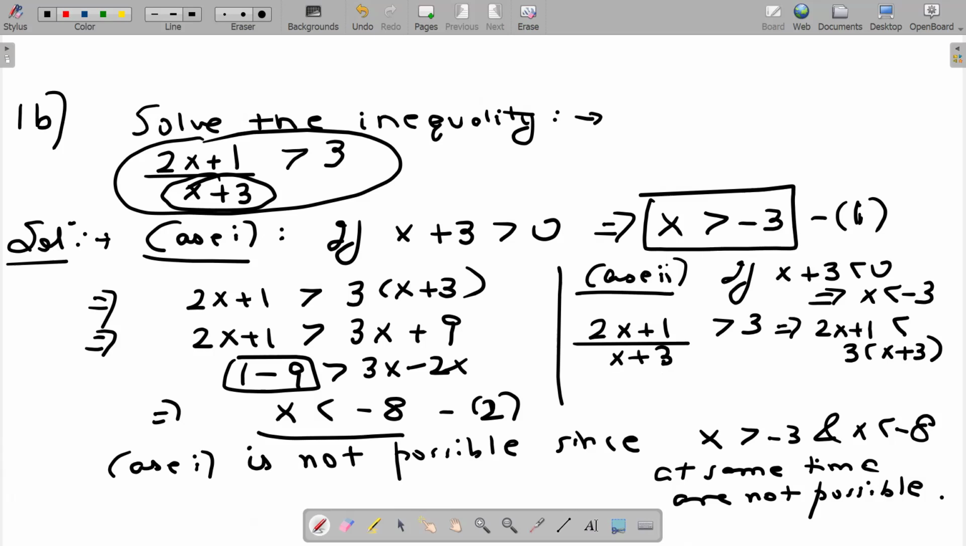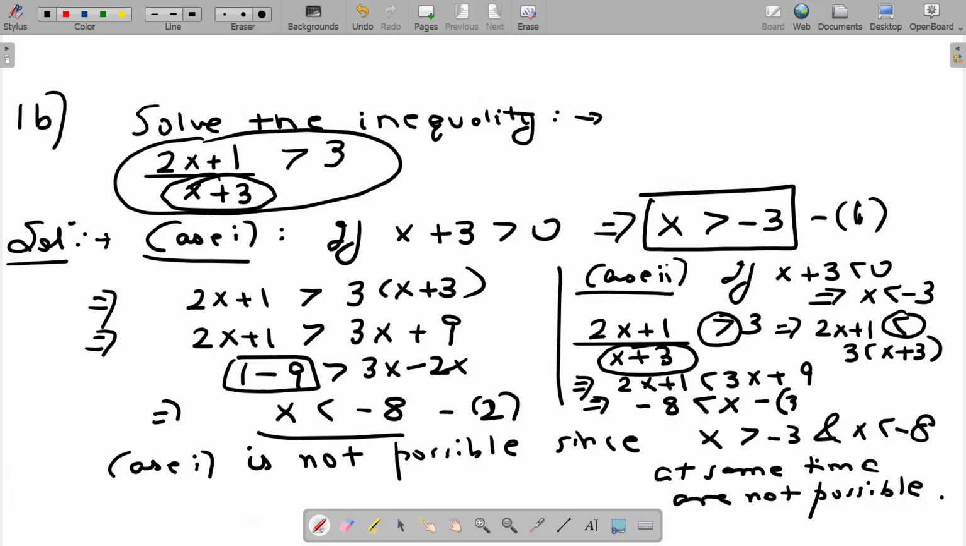Why am I reversing the sign of the inequality from greater than to less than? Because x plus 3 is a negative term. If I take it on the right hand side, it will change the sign of the inequality using the rules of inequality. So this will make it 2x plus 1 less than 3x plus 9, which makes it minus 8 less than x. So mark it as 3.